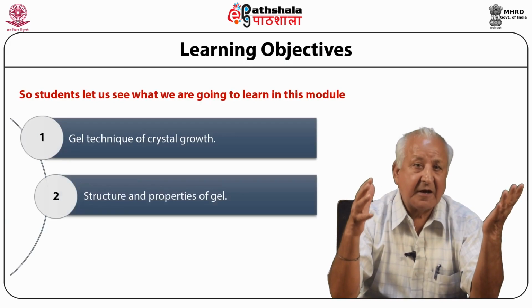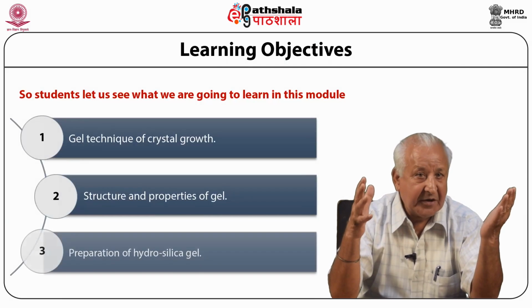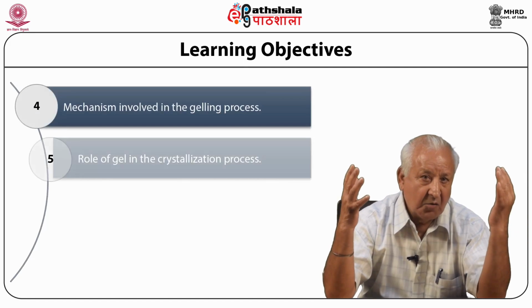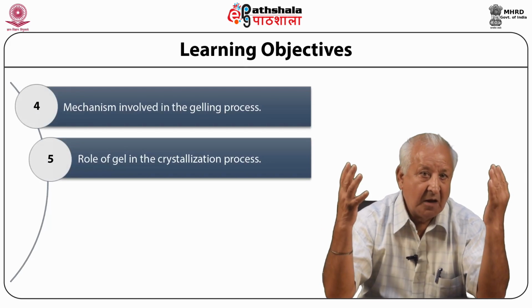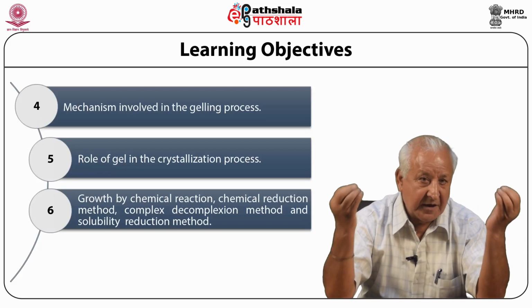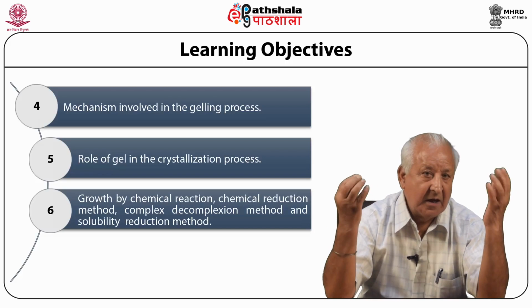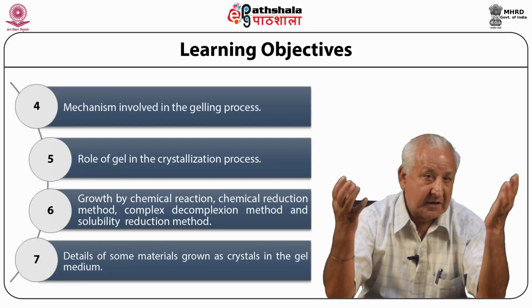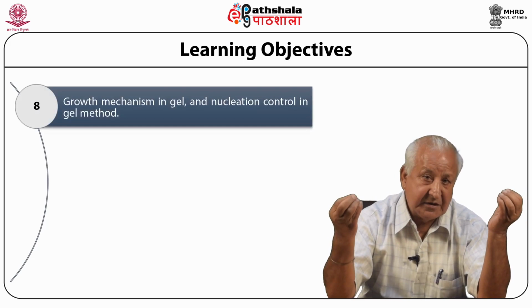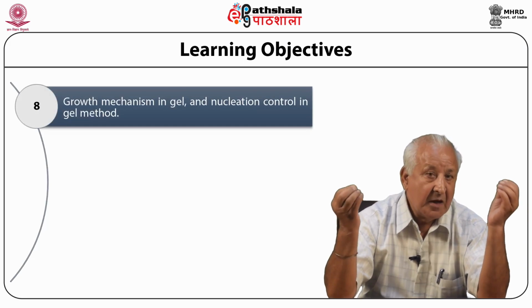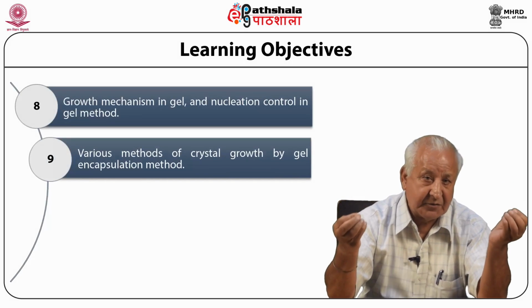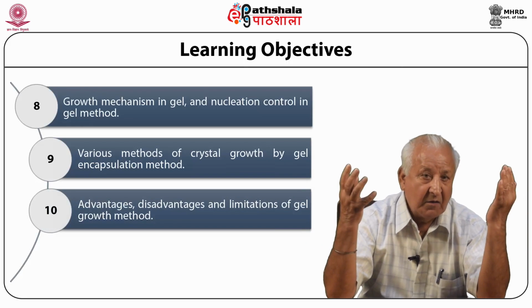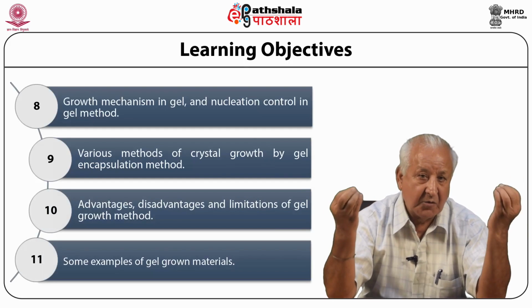We will be discussing the structure and properties of gel, the preparation of hydro-silica gel, the mechanism involved in the gelling process, the role of gel in the crystallization process, growth by chemical reaction, the chemical reduction method, the complex decomplexion method, and the solubility reduction method. Details of some materials grown as crystals in the gel medium, growth mechanism in gel and nucleation control in gel method, various methods of crystal growth by gel encapsulation method, advantages, disadvantages and limitations of the gel growth method, and we will have some examples of gel grown material.